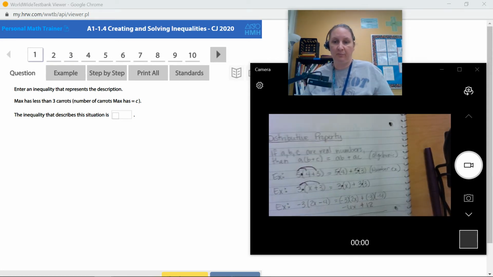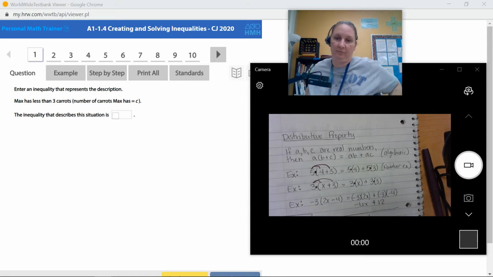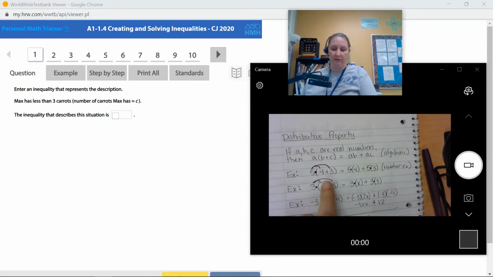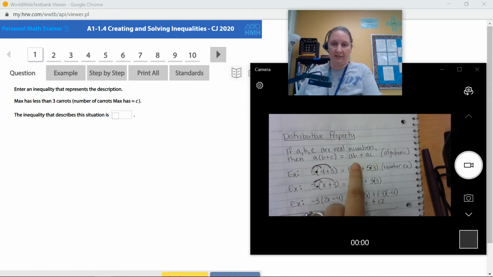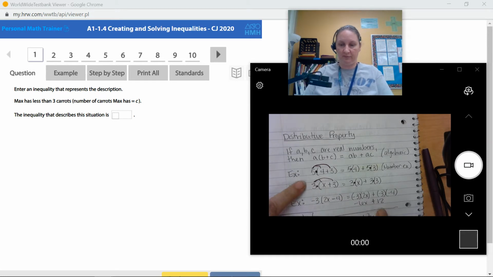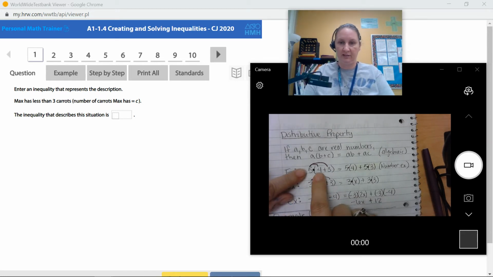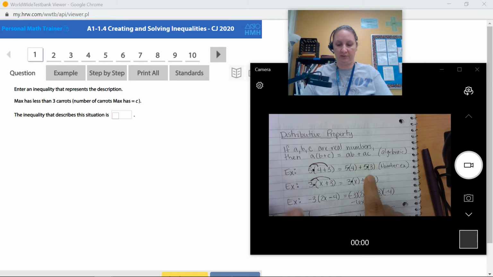Okay, distributive property we've actually been using during the last couple of assignments, but just to reiterate, it's where if you have A times parentheses B plus C, you can distribute it using what we call the double rainbow and multiplying A times B plus A times C. So here is a couple of algebraic and numeric examples. If you have 5 times parentheses 4 plus 3, you could say 5 times 4 plus 5 times 3, and that would be the same answer.